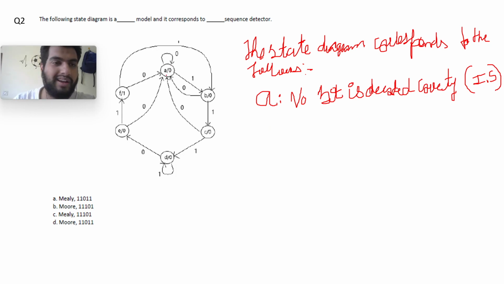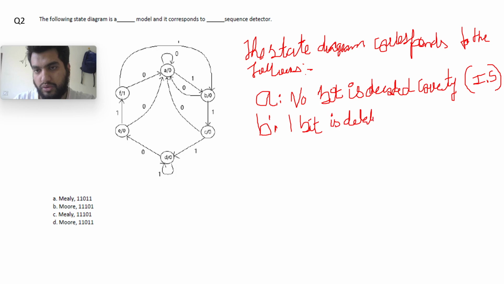Now I'm going to B. When we are looking for these sequence detectors, always look for the forward propagating arrows. So we have this transition from A to B when 1 is the input. So 1 bit is decoded and the sequence detected so far is 1.